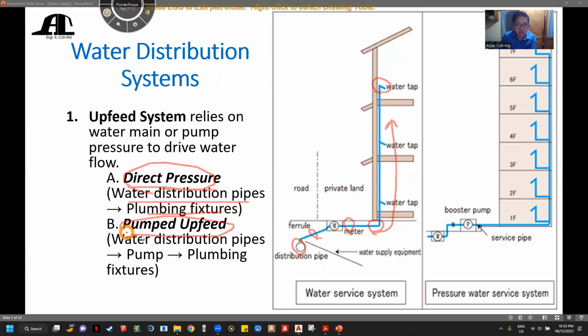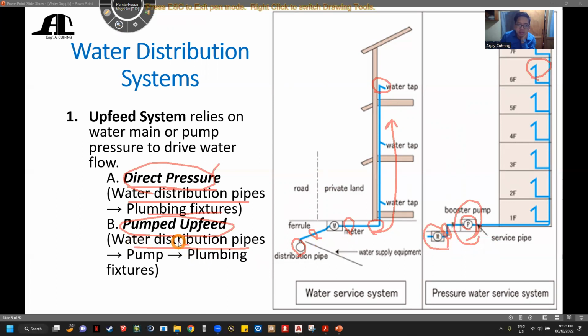Secondly class, the second type of upfeed system is the pump upfeed. Technically, here the water district pressure can no longer sustain service to the furthest fixture in the building. So with that class, we have to introduce a pump. The difference from the direct is that direct goes straight from the water district to our fixtures, while for the pump upfeed, the pressure from the water district supplier cannot be sustained, so we introduce a pump.